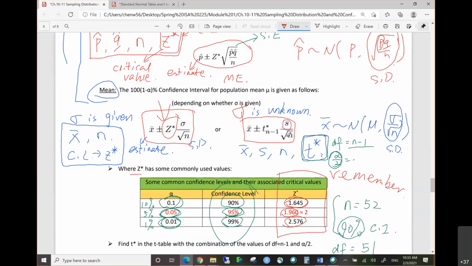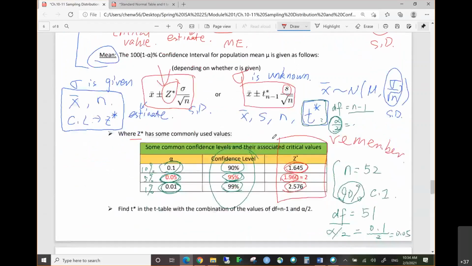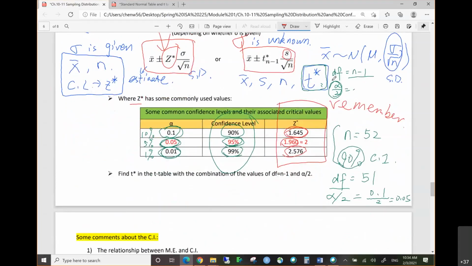If the population standard deviation sigma is unknown, then you need to use the S, which is the sample standard deviation instead. At the same time, the Z star will change to T star. How do you find the T star? The T star will depend on the degree of freedom and alpha over 2.